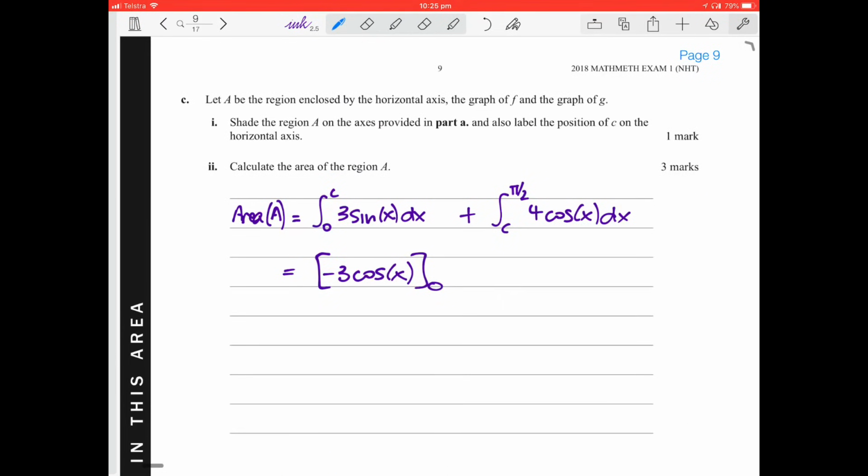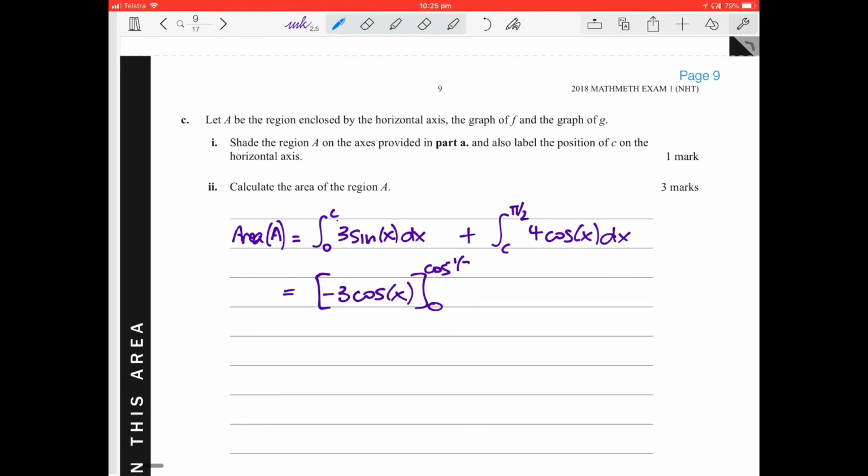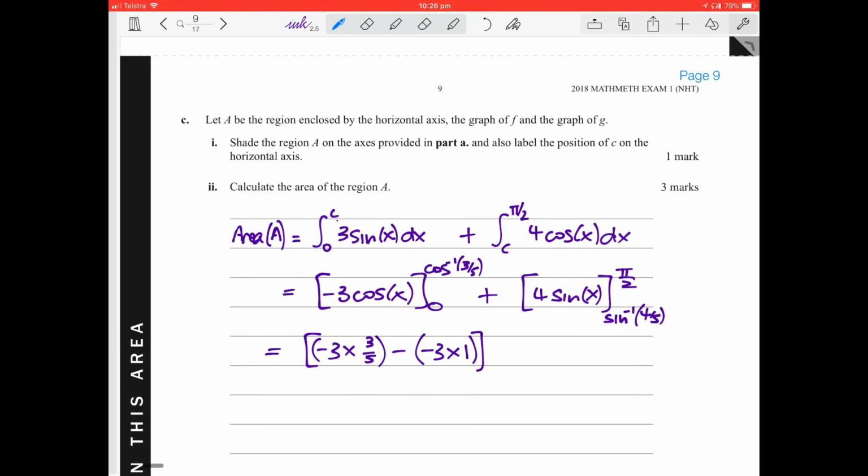Now they're going to help us down here. So instead of having c, I'm going to put cos inverse of 3 on 5, plus, when I integrate 4 cos x, I get 4 sin x. And this time I'm going to replace c with sine inverse of 4 on 5, because when I sub it in, sine and sine inverse cancel each other out, and then pi on 2. If I put cos inverse of 3 on 5 into cos x, I get negative 3 times 3 on 5 minus negative 3 times 1, because cos of 0 is 1.